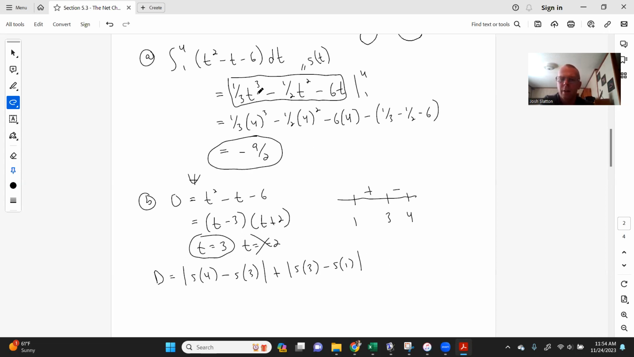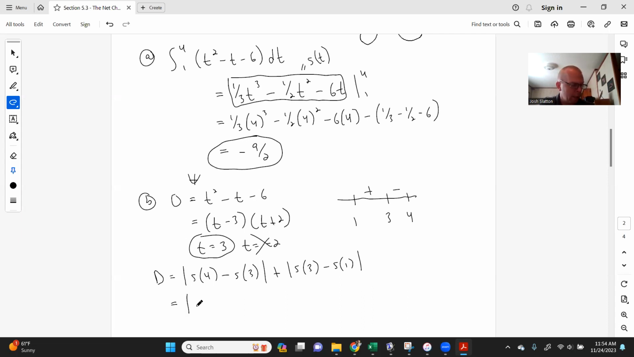And again, this is our s, the antiderivative of the velocity. So we have the position function s, take the derivative, you get the velocity, take the derivative again, which we don't need in this problem, but take the derivative of the velocity, we get the acceleration. All right, so we are just going to plug in these values.